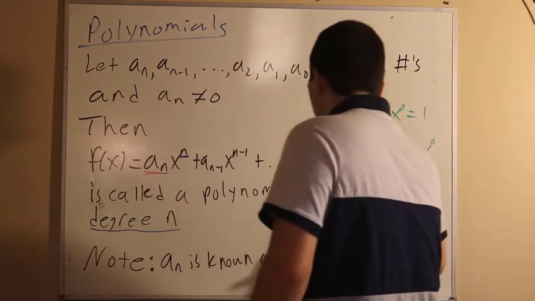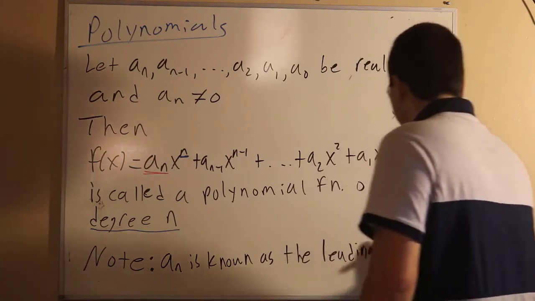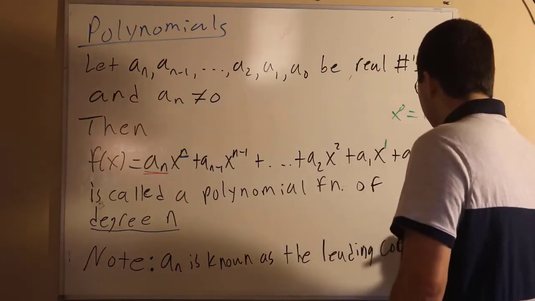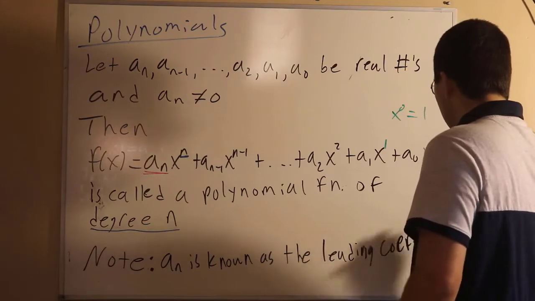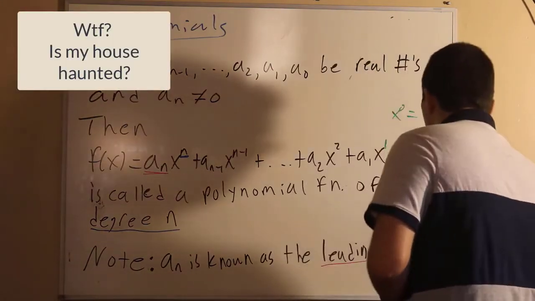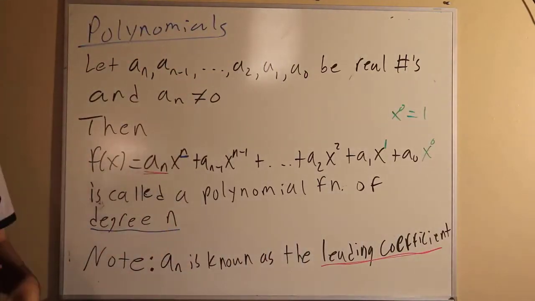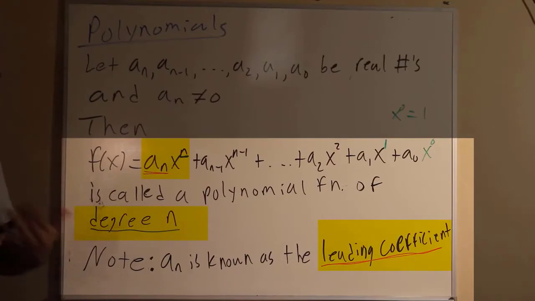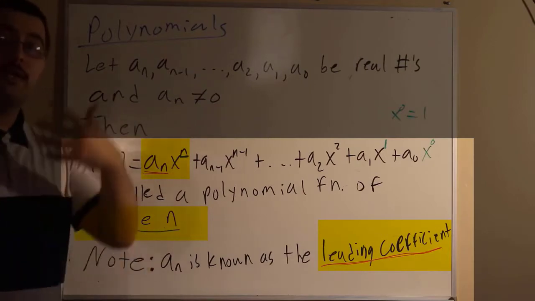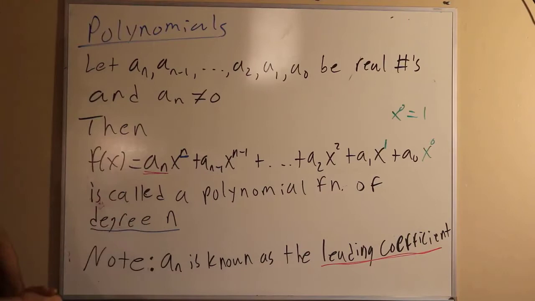So a sub n is known as the leading coefficient. Okay, so those are the two always big, important features in a polynomial: its degree and leading coefficient. They actually give you a lot of information, and we'll see for quadratics what type of information they give us. So there you go, there's polynomials.